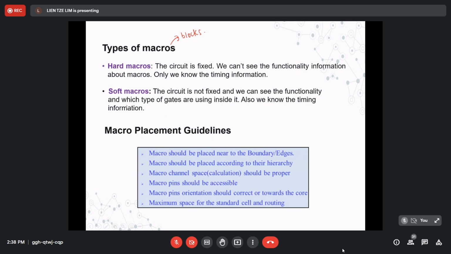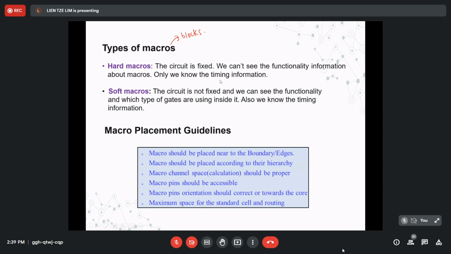Okay, the difference here, as you see from the statements given, is that soft macros are more flexible to rearrange because the circuit is not fixed, and additionally, there is more information about the functionalities of the macros. As for the hard macros, the circuit is fixed, and the information about the macros we don't know. Only the timing information is provided. So this is the difference.